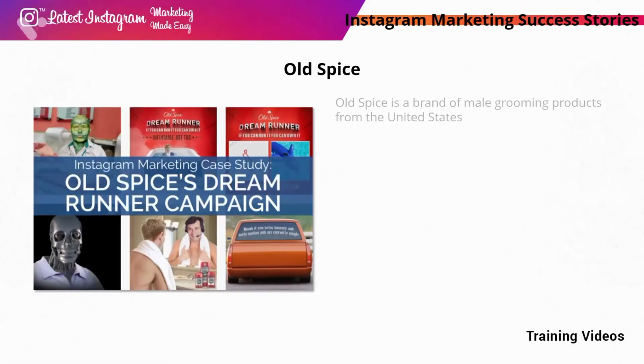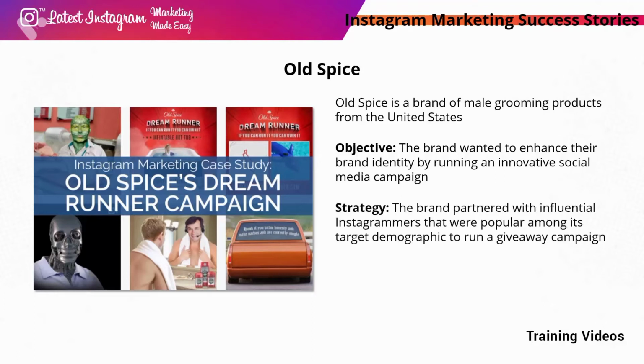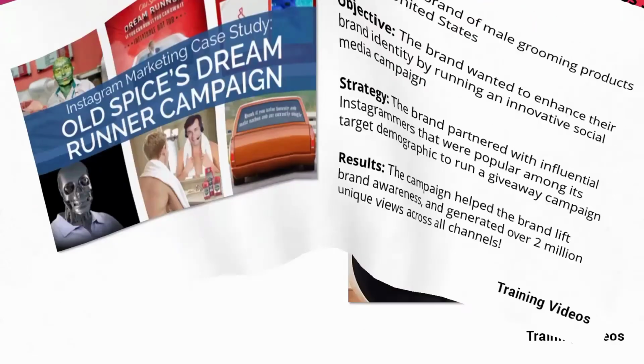Old Spice. Old Spice is a brand of male grooming products from the United States. Objective. The brand wanted to enhance their brand identity by running an innovative social media campaign. Strategy. The brand partnered with influential Instagrammers that were popular among its target demographic to run a giveaway campaign. Results? The campaign helped the brand lift brand awareness and generated over 2 million unique views across all channels.